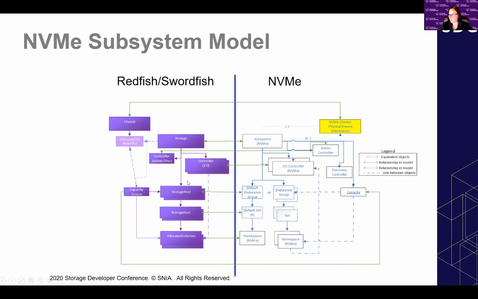So storage pools we're able to use for endurance groups and sets, because those are largely for carving up and allocating capacity, albeit with different attributes than in typical storage devices. And they'll talk more about that in the later presentation. And then allocated volumes, or volumes down here, volumes and namespaces map well, because they're both pools of block storage. Okay, and so we keep that same hierarchy, because it works well on both sides.